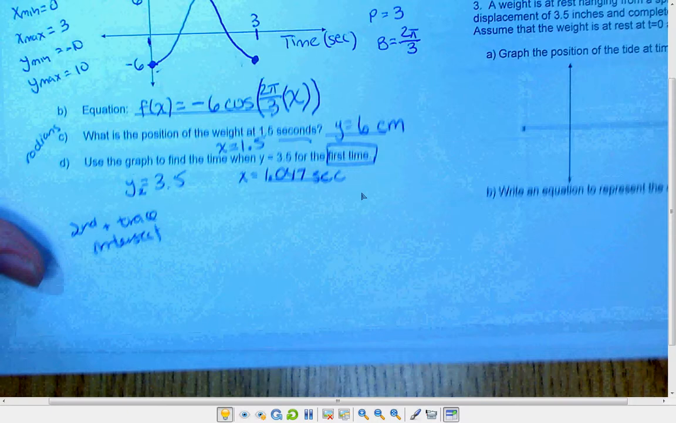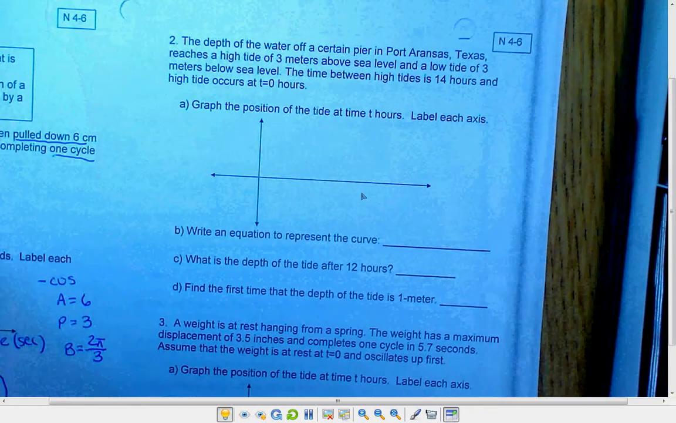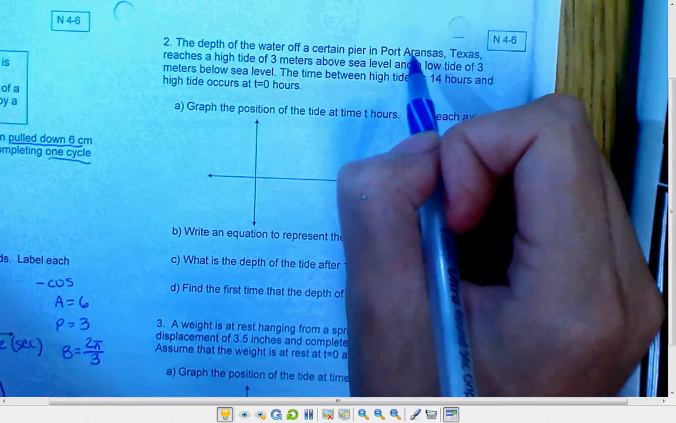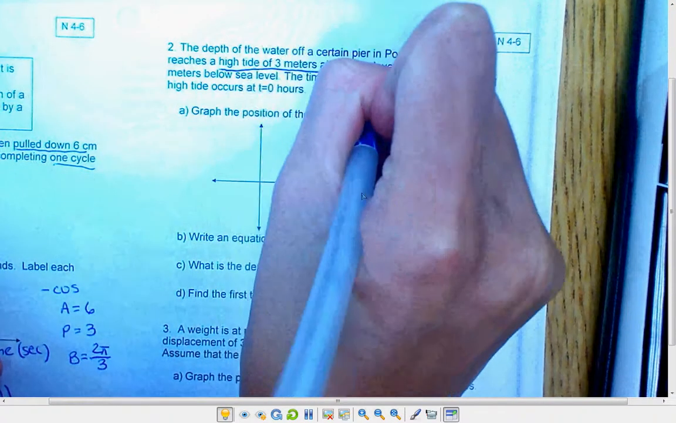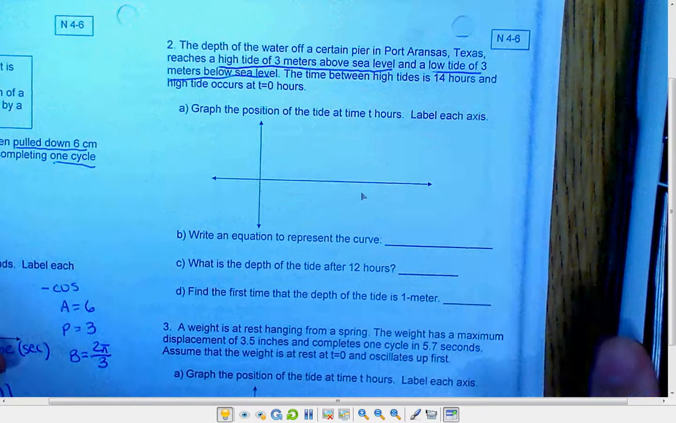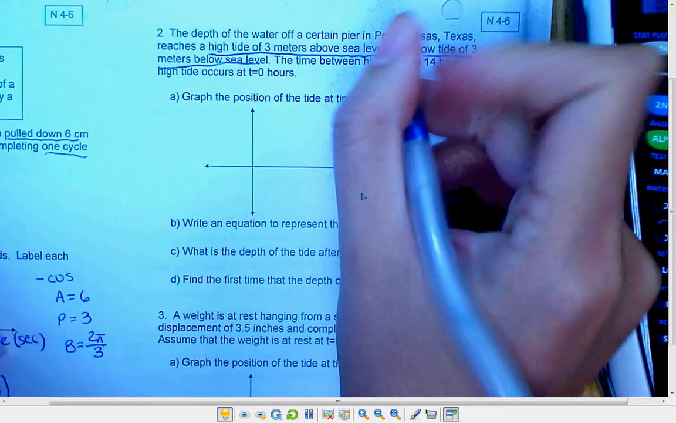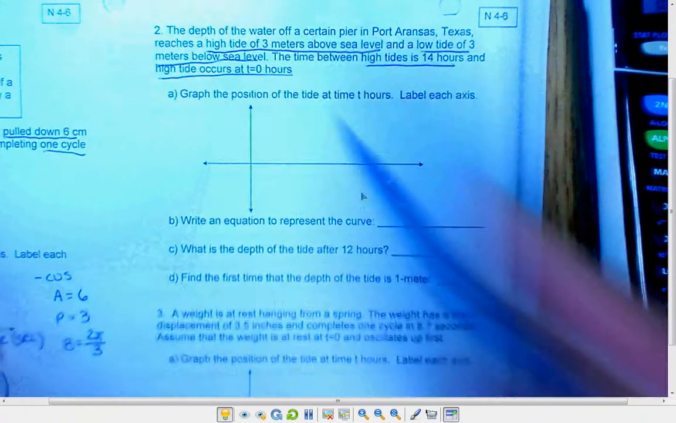Okay, let's look at the next problem. The depth of the water off a certain pier in Port Aransas, Texas, reaches a high tide of 3 meters above and a low tide of 3 meters below the sea level. The time between high tides is 14 hours, and high tide occurs at t equals 0.